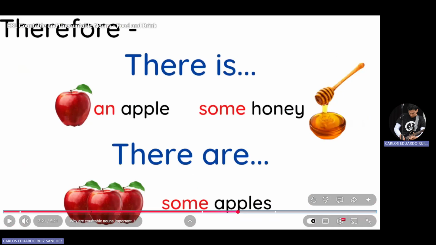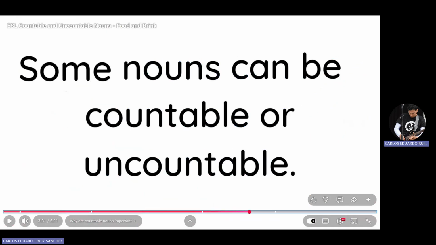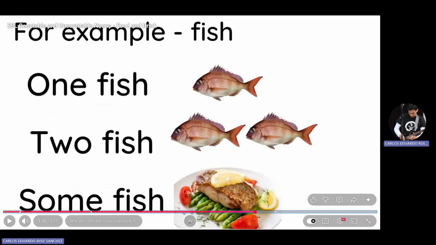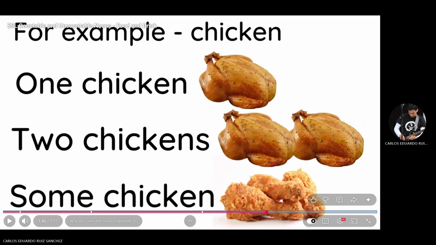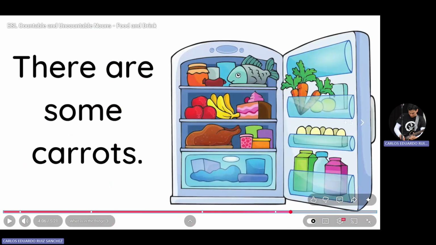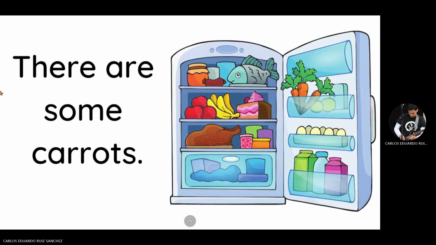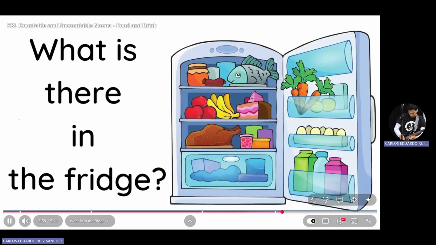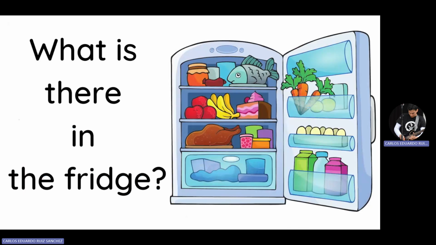These concepts are important here. There is and there are. So, okay, she gave other examples and here a practice. Pay attention. She said there are some, but the question is, what is there in the fridge? That's the main question. That's our question to answer.